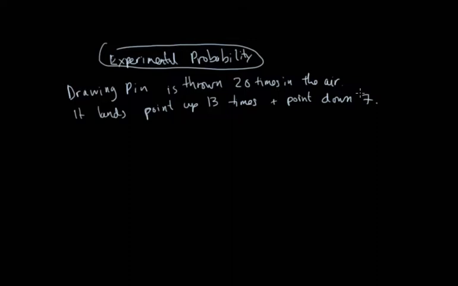If you throw a coin in the air, there's a 50-50 chance of it landing heads up or heads down. But something like a drawing pin, you don't have that. It's not a 50-50 thing that you're going to get it landing either way up. So let's calculate the experimental probability.